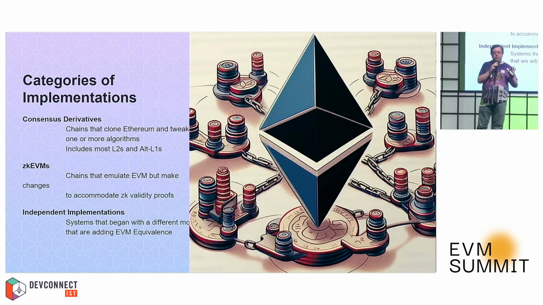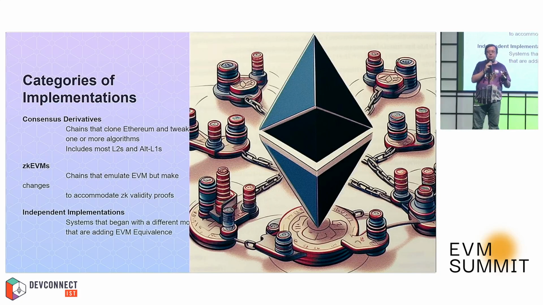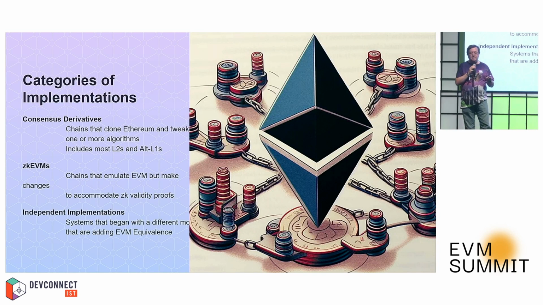And then there's an important third category, and this, I think, is the more interesting one for EVM Equivalence: the independent implementations. These are blockchains that didn't start out as EVM equivalent, but later on, or maybe from the beginning, they added it on, not because they wanted smart contract compatibility with the ecosystem. So they've got to map things onto their system that didn't derive directly from an EVM system and make it behave the same. And that's where some of the more interesting challenges lie.